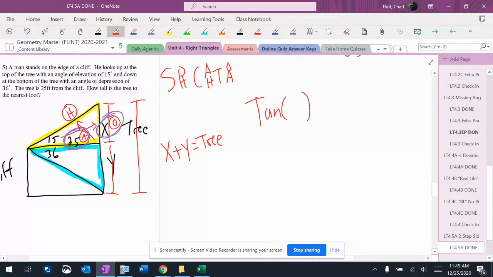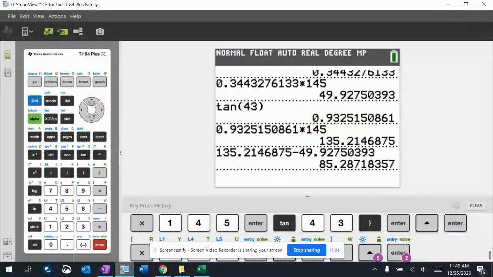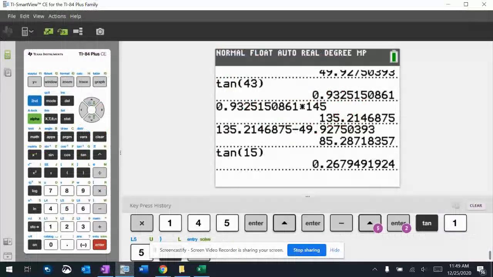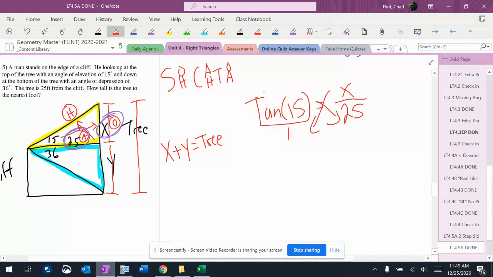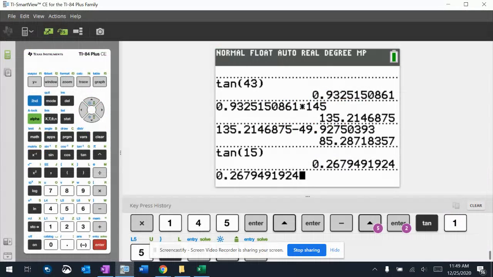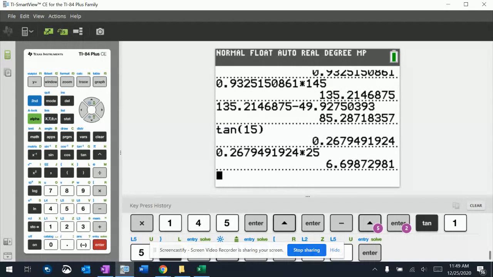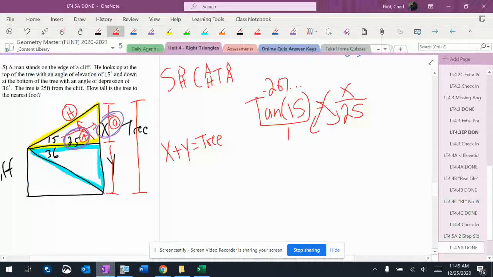So tangent equals a fraction, the adjacent is 25, the angle is 15. I don't know the opposite. Okay, so I'm going to cross multiply this after I get tangent of 15. So tangent 15 is 0.267. Cross multiply these, so that times 25, 6.698. So x equals 6.698.